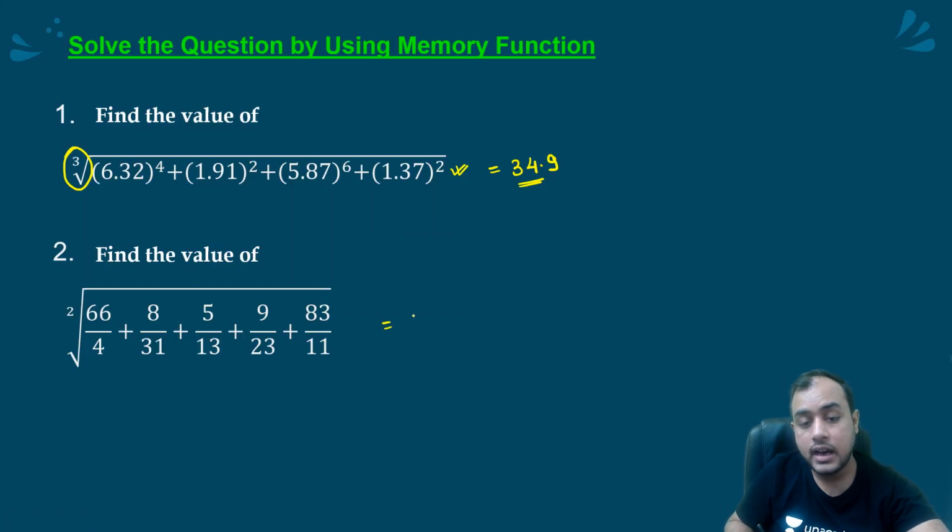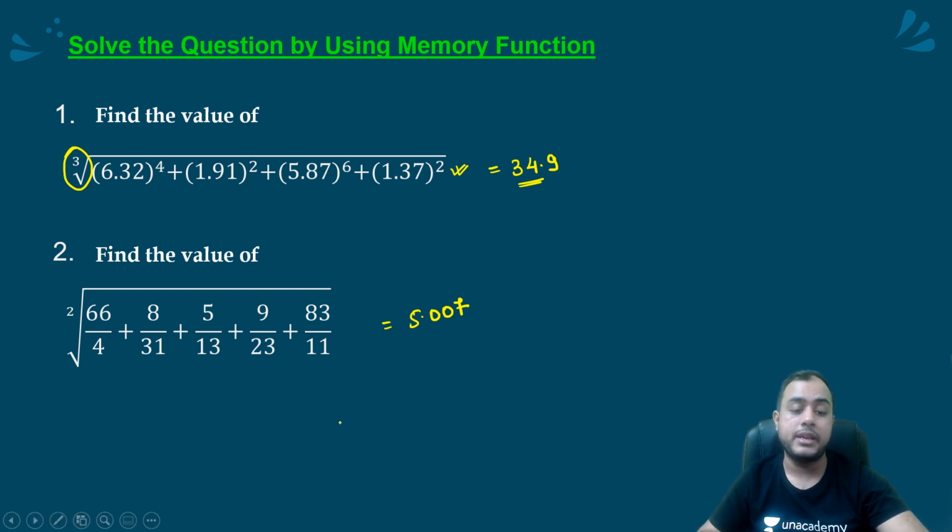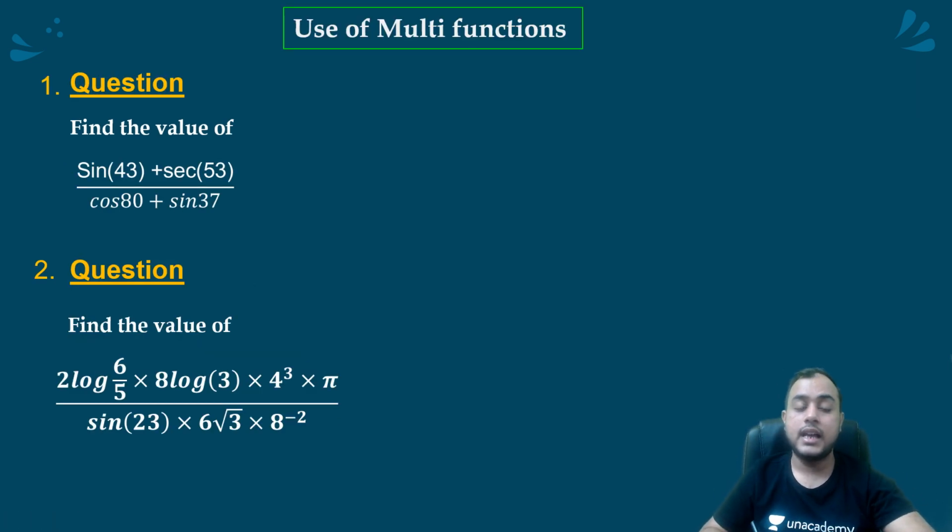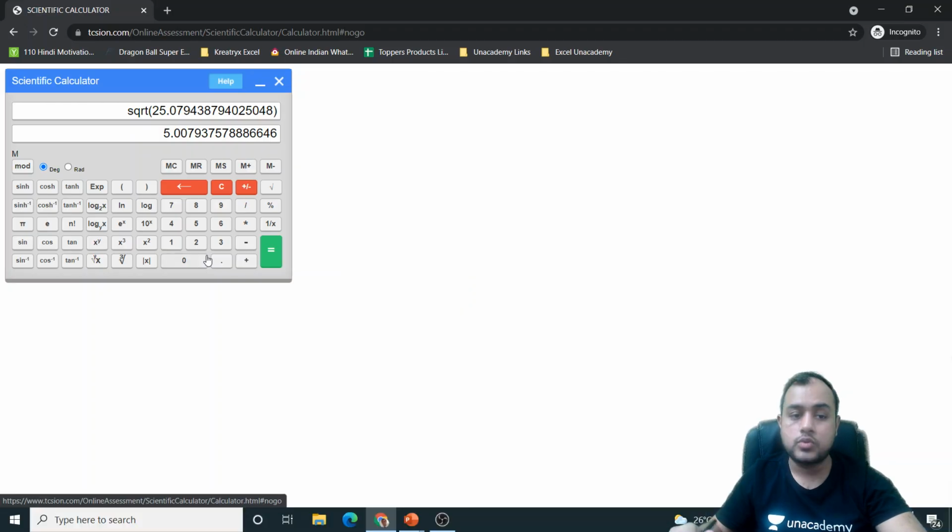5.007. See how easy these calculations become if we use the memory function. Now let's use multiple functions: sin 43 plus sec 53 by cos 80 plus sin 37. This is actually quite simple.